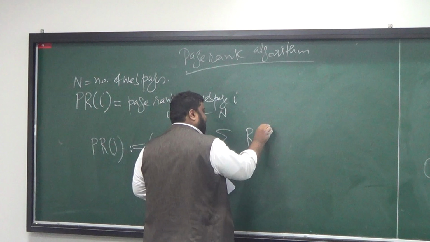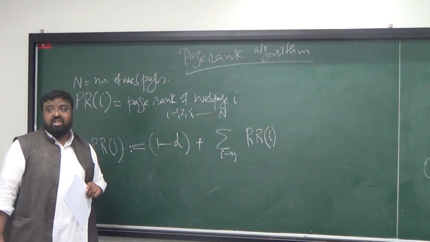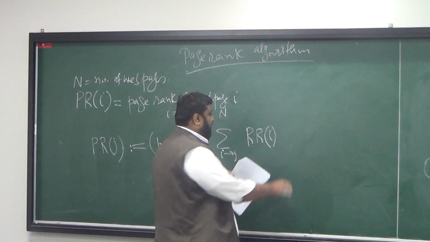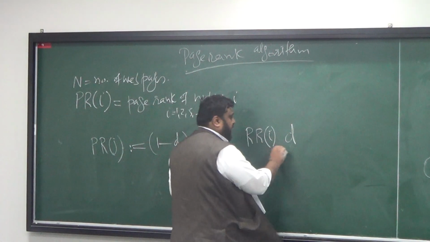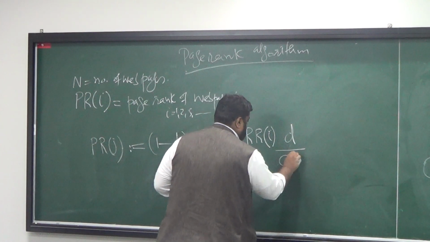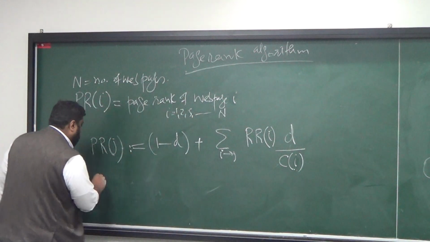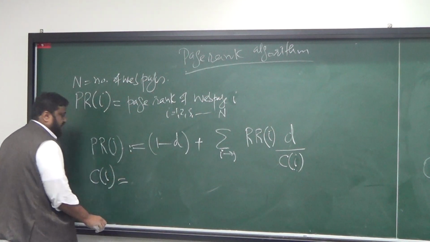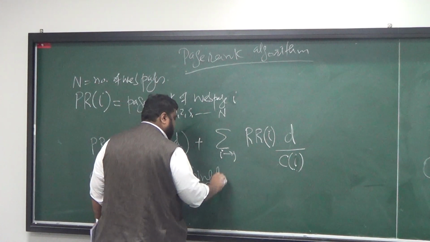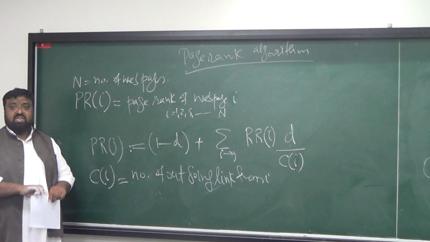The sum is taken over I, so the page rank of website I, in other words how much rank website I itself has, which is referring to J, multiplied by D divided by C of I. C of I is the number of outgoing links from I, so how many websites I is referring to, that number.